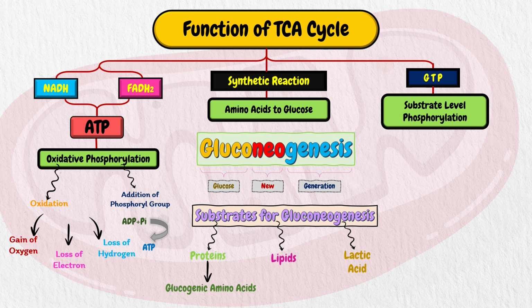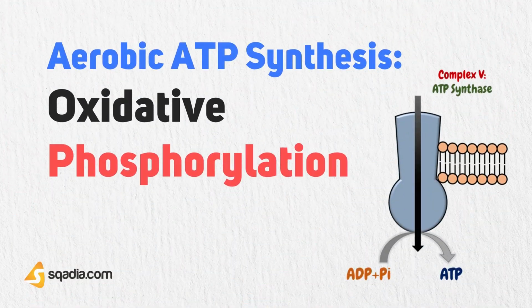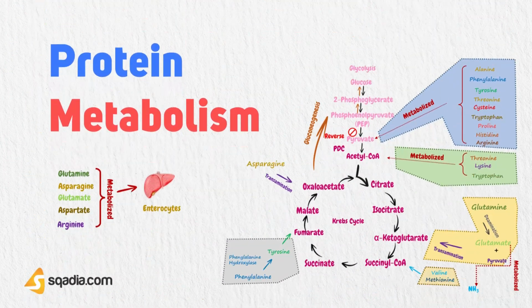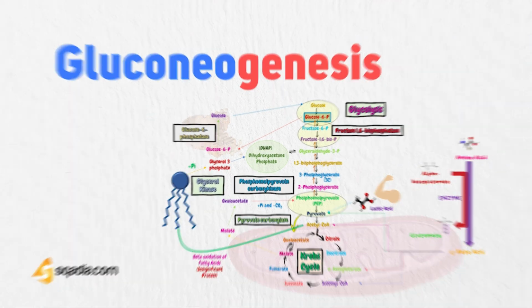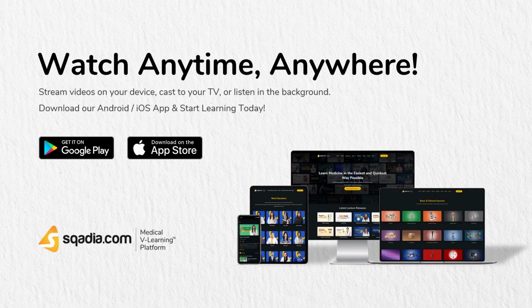If you want to know more about oxidative phosphorylation and conversion of amino acids into glucose, watch our video on aerobic ATP synthesis, oxidative phosphorylation, protein metabolism overview, and gluconeogenesis. That was all about today's video on the Krebs cycle.